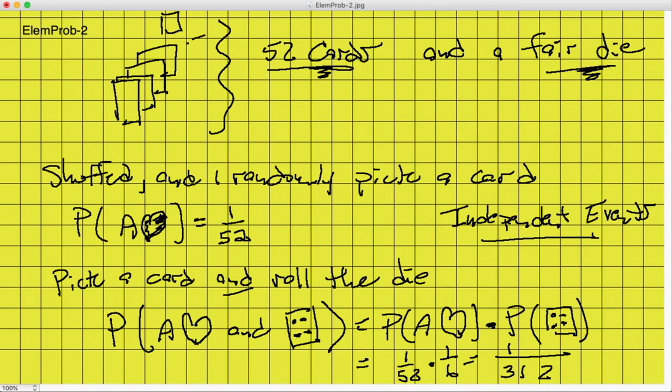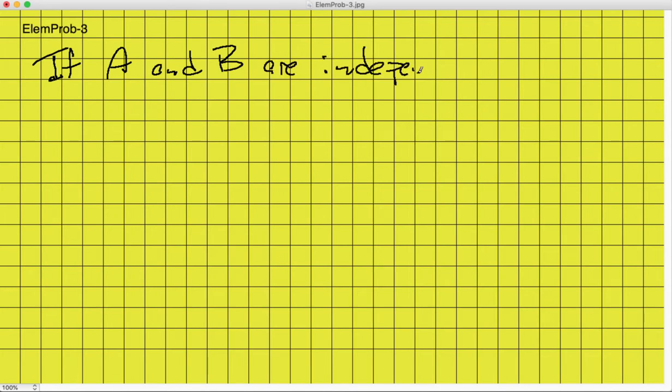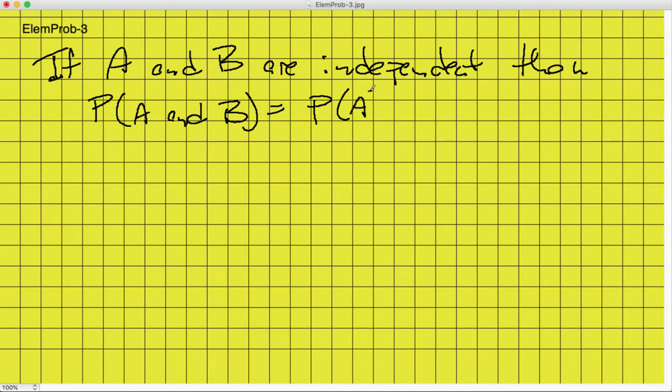Okay, and in probability, we will say that two events, A and B, are independent if the probability of A and B happening is just equal to the probability of A times the probability of B.